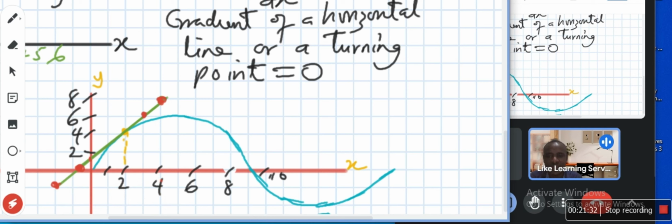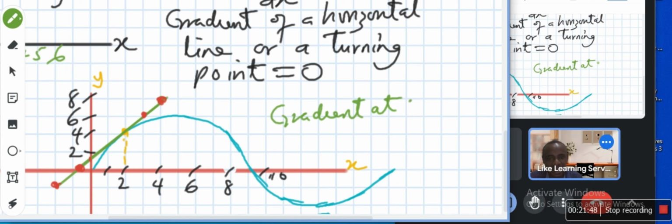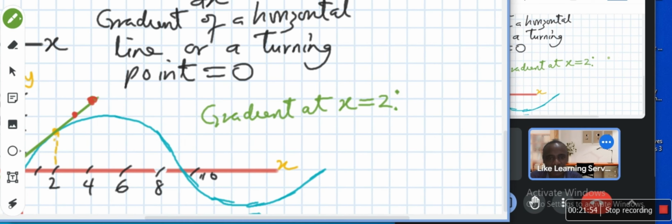Did you get that? Yes. So the gradient at x equal to 2 is what? 5 over 6. Alright, let me write it in green. Gradient at x equal to 2 will give us rise over run, which is 5 over 6. Yeah, the y over the x is 5 over 6.